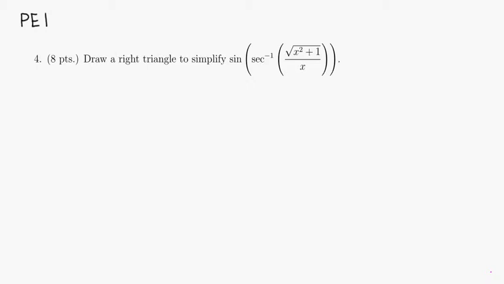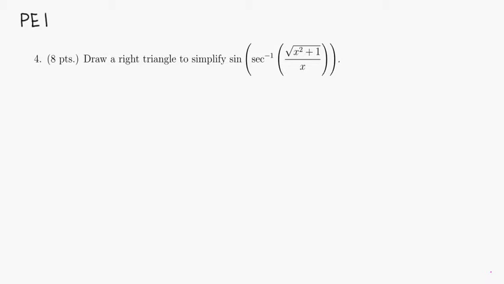Alright, let's look at practice exam 1, problem number 4. We want to simplify sine of arcsecant of square root of x squared plus 1 all over x. Alright, so let's do that.